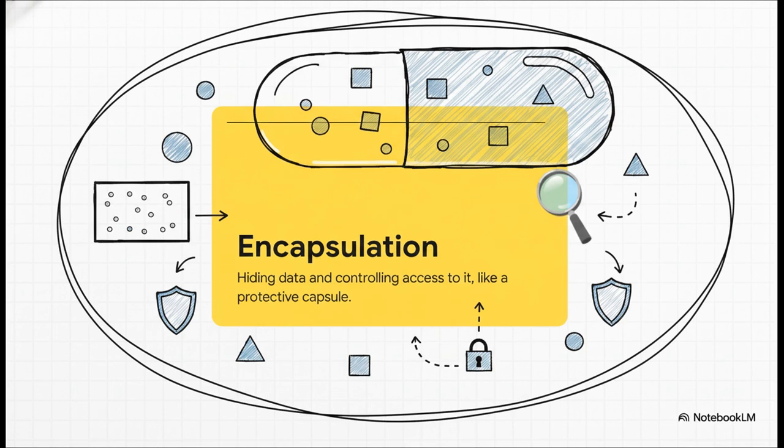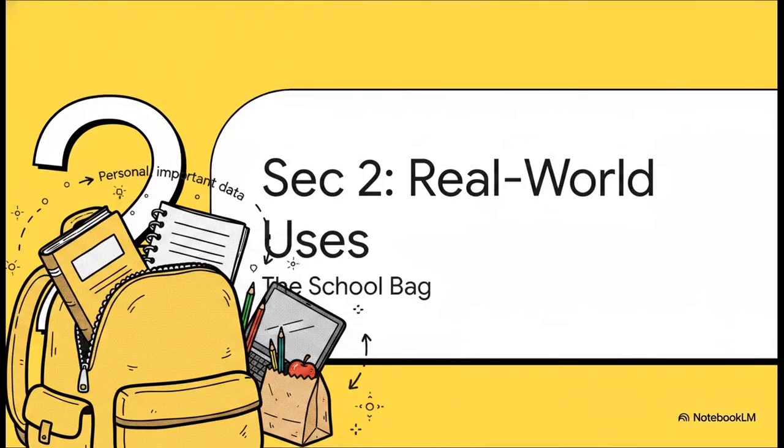Well, in Java, encapsulation equals hiding data plus controlling access to it. As you can see here, it acts exactly like that protective shell. When we build software, we've got critical system data, and instead of just leaving it exposed to the elements, we encapsulate it inside a class. We're protecting it from direct access, making sure other parts of the program can only interact with it in highly controlled ways.